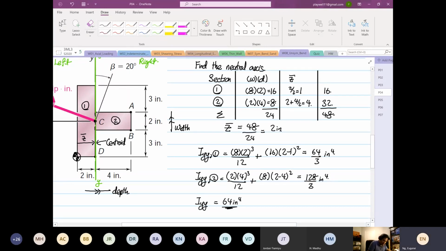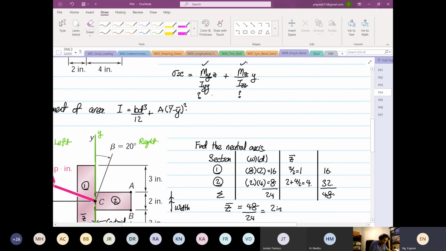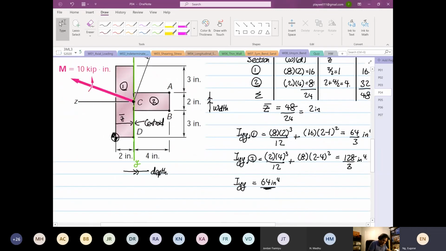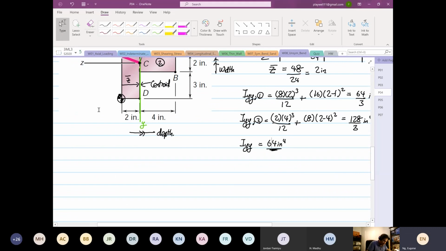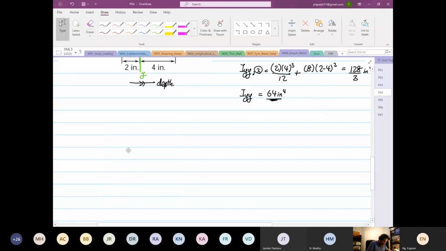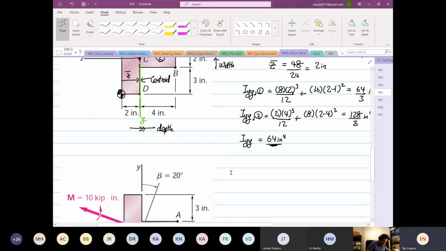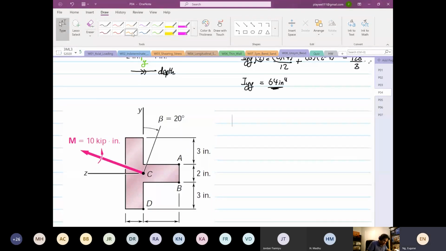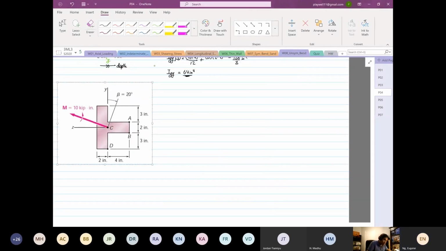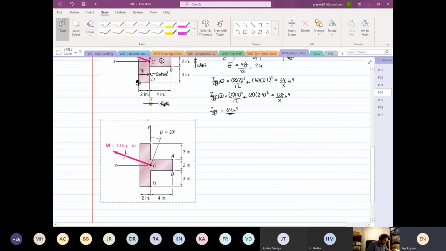Okay, so that's IYY. So now, based on this formula, we got IYY. Next, we want to find IZZ. Again, IZZ. Okay, so we are interested now in the ZZ axis. Okay, so this is IZ. Right, so let me draw a thicker line. So this is our ZZ axis.